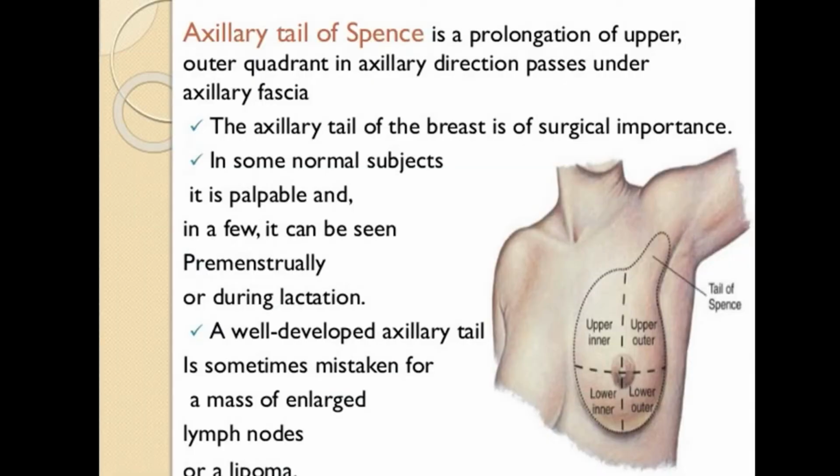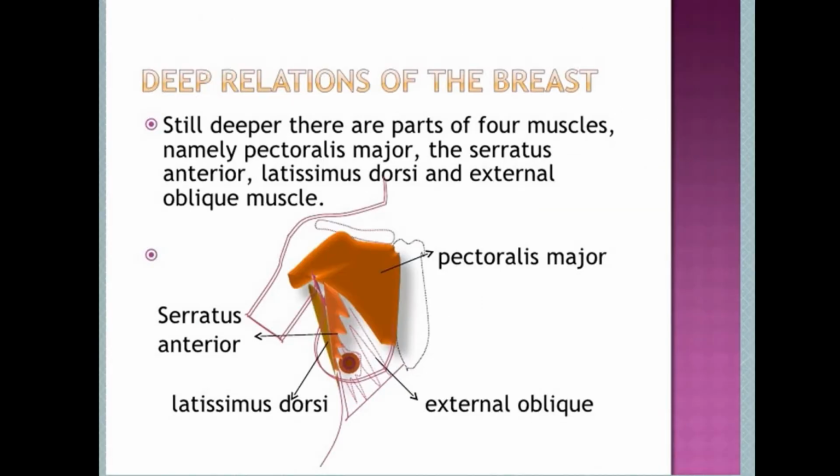Now the axillary tail is a part of the breast. It is prolonged and protrudes deep into the fascia, into the outer quadrant, and it pierces and enters into the axillary fascia. So that's why it is called the axillary tail. The axillary tail of the breast has surgical importance because sometimes it is palpable due to the glandular changes occurring during menstruation or during lactation, and so it may become palpable, and it may be misdiagnosed as an enlarged lymph node or a lipoma.